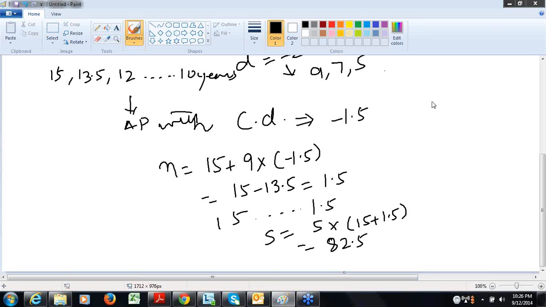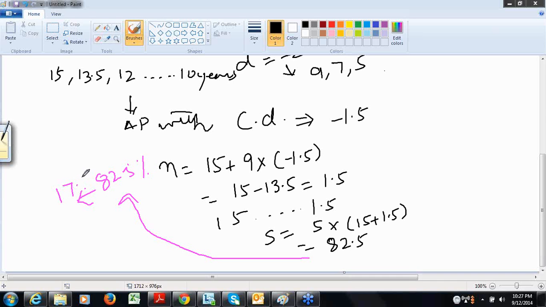It's 82.5. So if a machine has already depreciated 82.5 percent, what is left? It is left with 17.5 percent. So 17.5% of 6 lakh. Find out what is the value. It will come out to be 1,05,000.